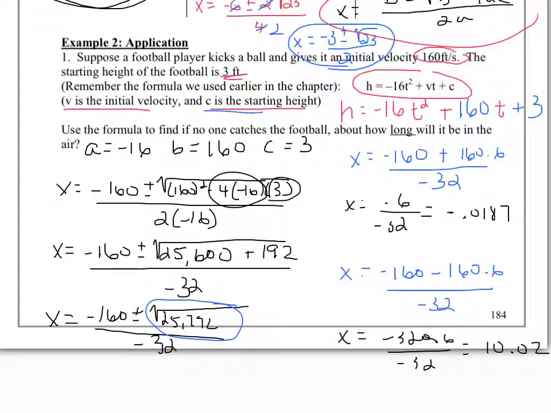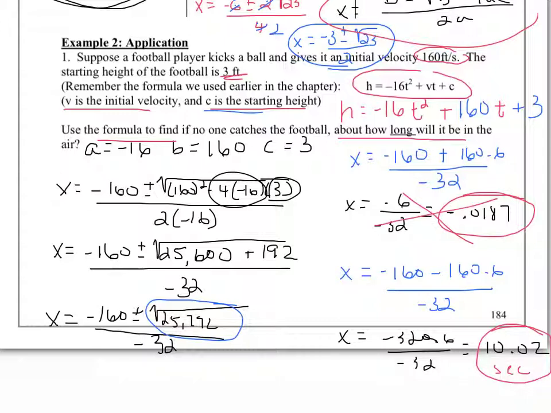So let's think about which answers make sense, okay? So let's look back at the question. Use the formula to find that if no one catches the football, okay, how long is it going to be in the air, like before it drops back down? So this answer right here of a negative, it can't be in the air for negative seconds, so this wouldn't be possible, okay? But it could be in the air for 10.02 seconds. So in this case, we have our one answer here of 10.02, okay? These are just ors, like we're not really sure until we check it.